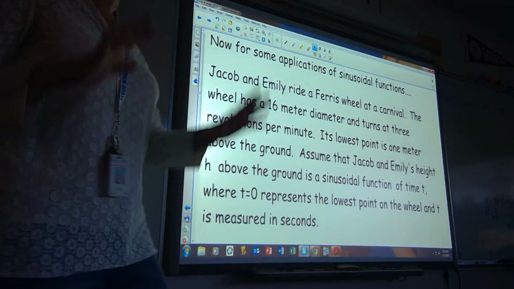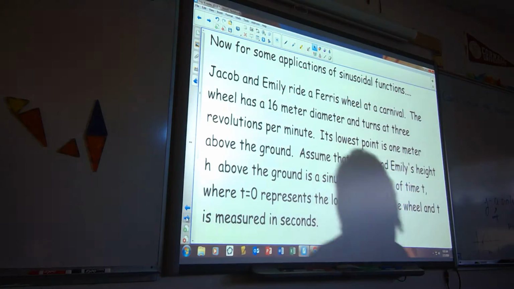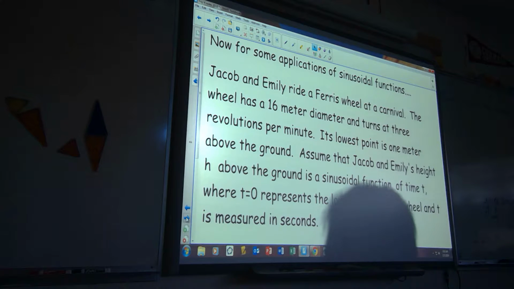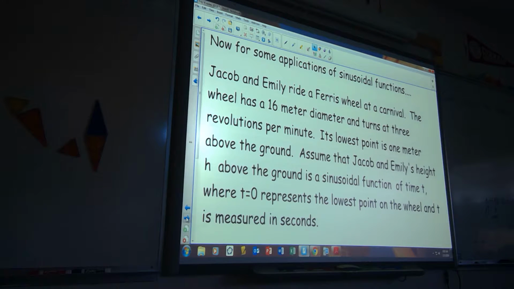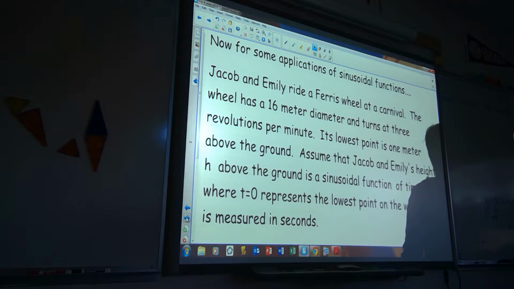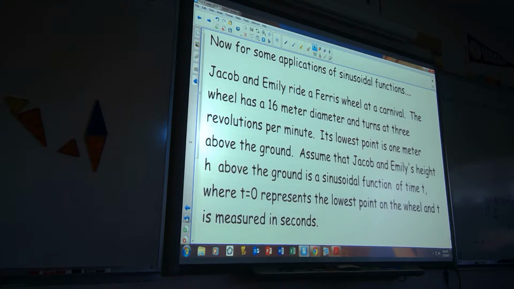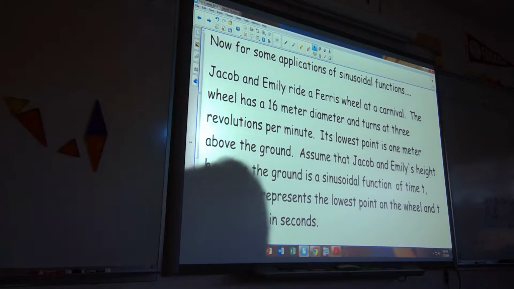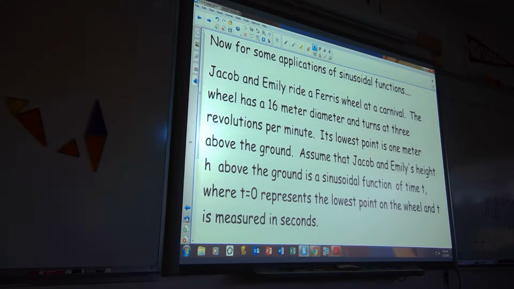All right, so let's talk about applications. You kind of heard this concept of the moon cycles being sinusoidal. So essentially anything that oscillates between a high value and a low value, and then back to a high value, and then back to a low value, and then back to a high value, can be modeled sinusoidally. Sinusoidally, that's this word right here. So both sine and cosine are sinusoidal curves.